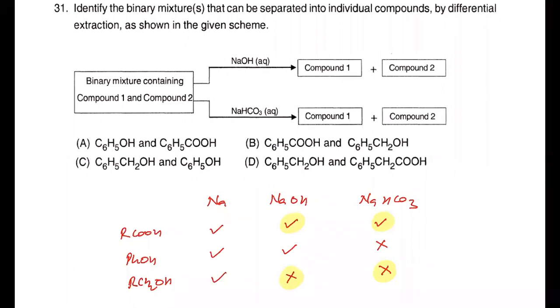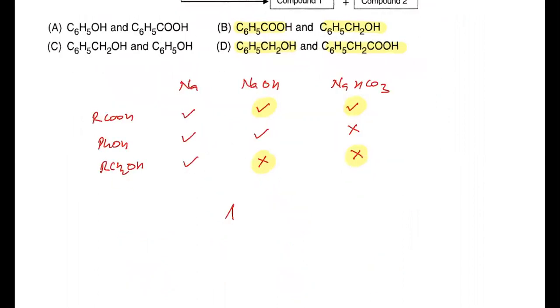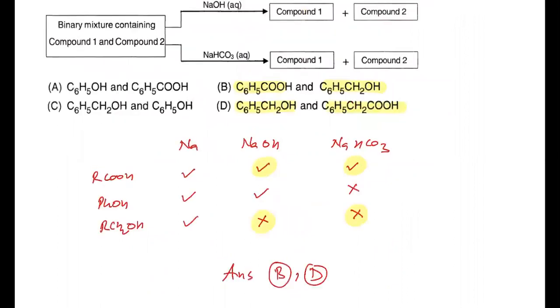So option A is not correct. Option B is carboxylic acid and alcohol. Option C is again alcohol and phenol. That will also not work. Last one is again carboxylic acid and alcohol. So you have to select a combination in which one carboxylic acid and one alcohol are present. So as per given options, your answer must be B. Sorry, B and D. It's a multi-correct question. Both option B and D contain carboxylic acid and alcohol.